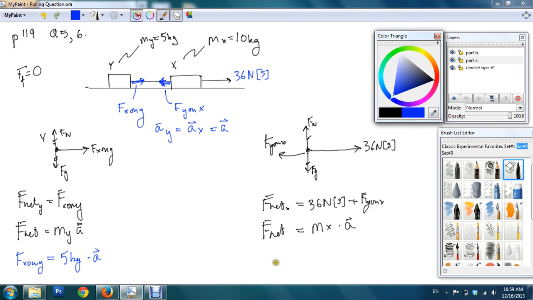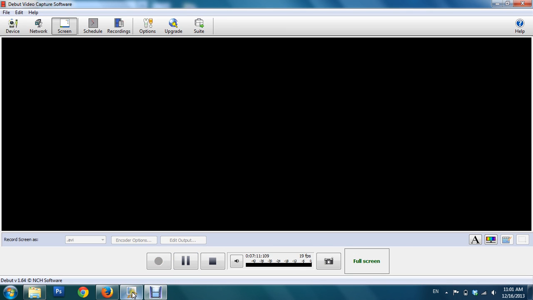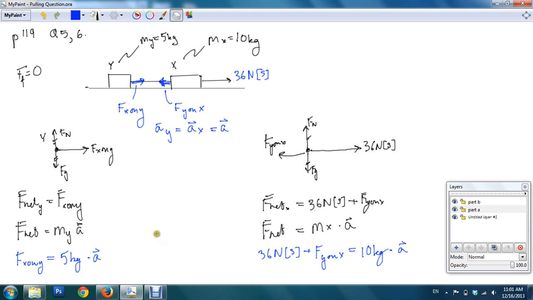So now we equate the two, F net here and F net there. We get 36 newtons south plus Fy on x is equal to mass of x times the acceleration. Just going to pause for a moment. And I am back. So we are stuck with basically two equations.